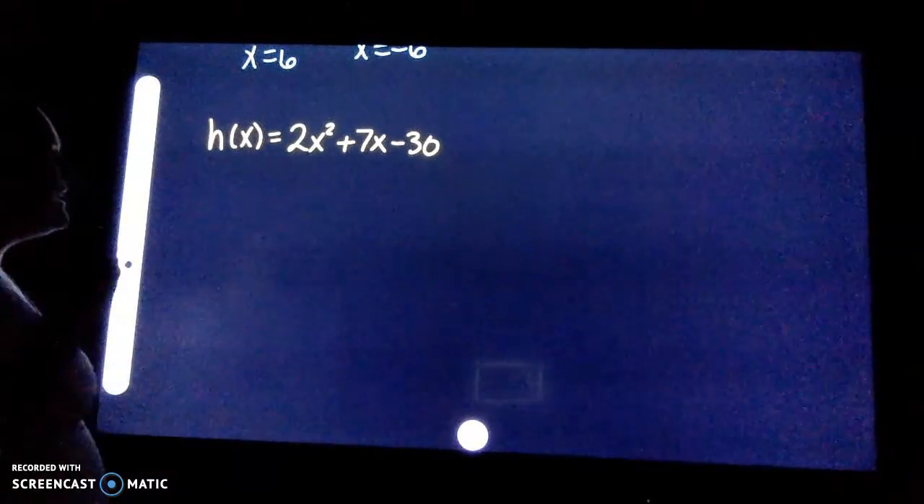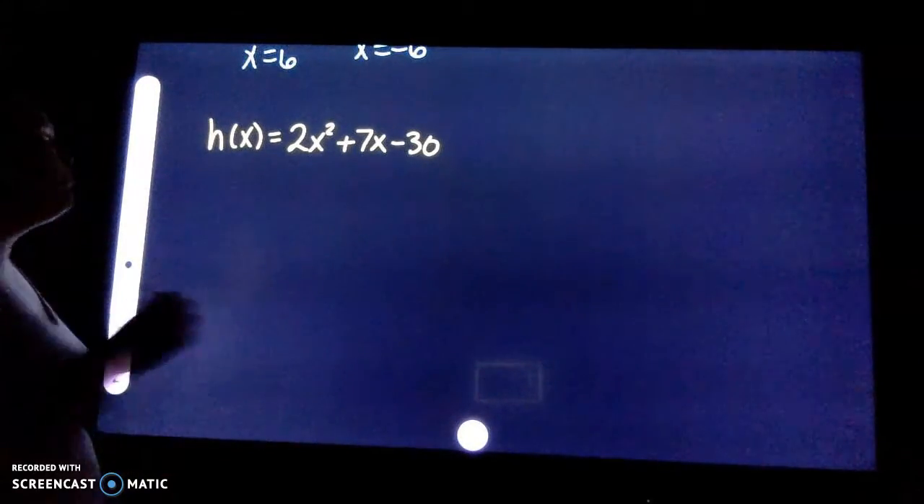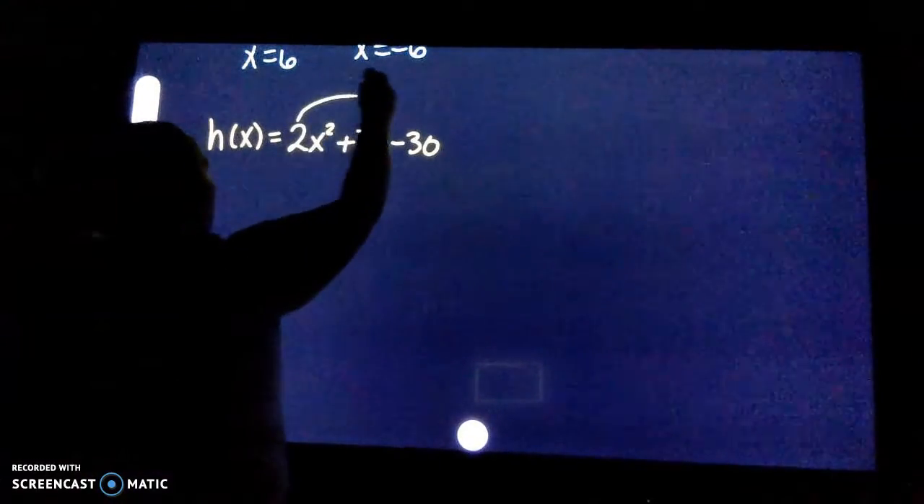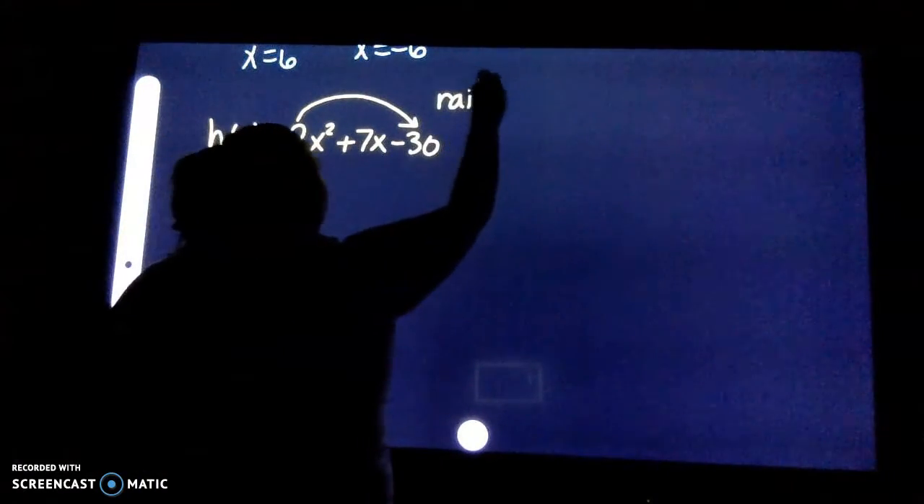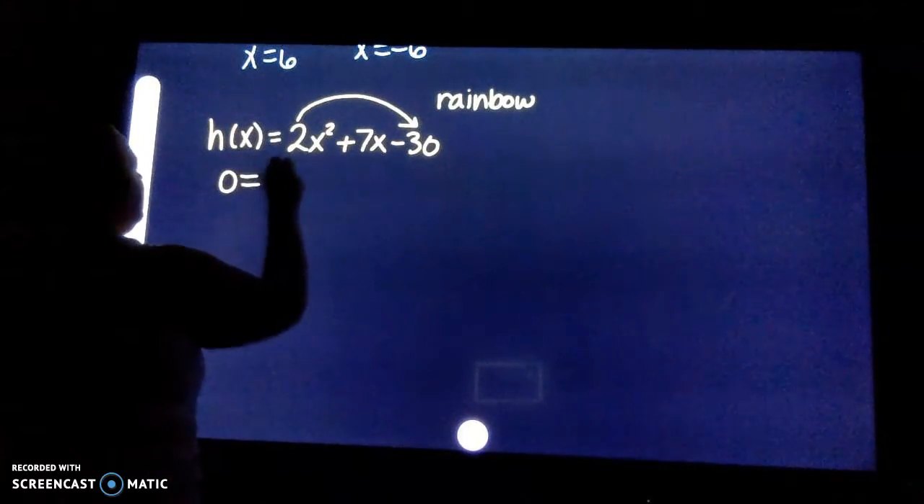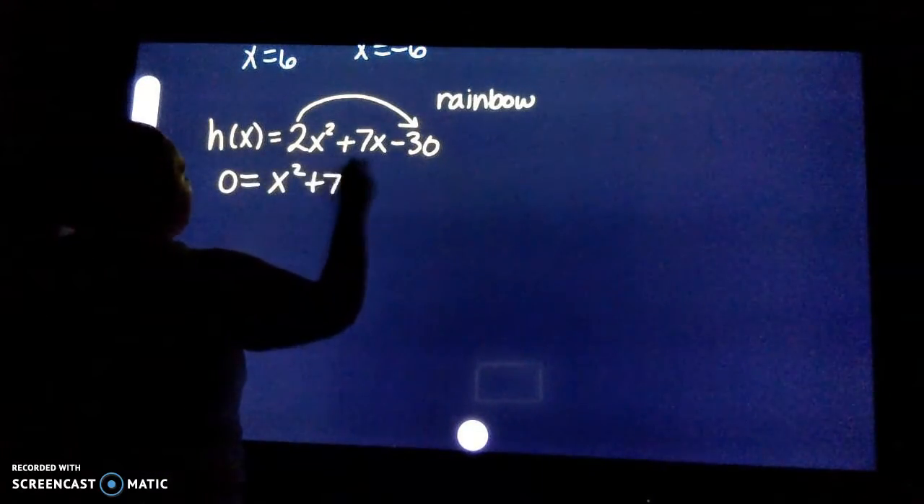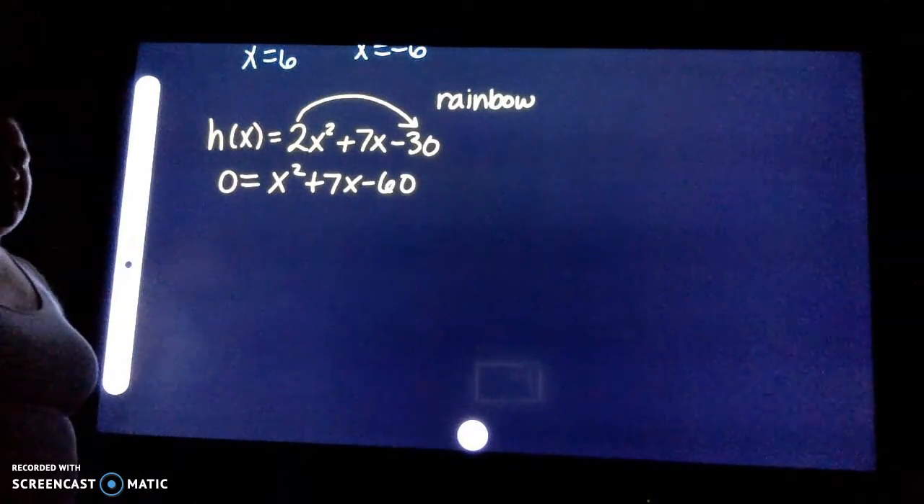So what I need to do is make it so there's no number in front of my x squared. This is what we call rainbowing. I'm going to take the coefficient that's in front of my x squared and multiply it into my third term. When I do that, I'm left with x squared plus 7x minus 60, because negative 30 times 2 is a negative 60.